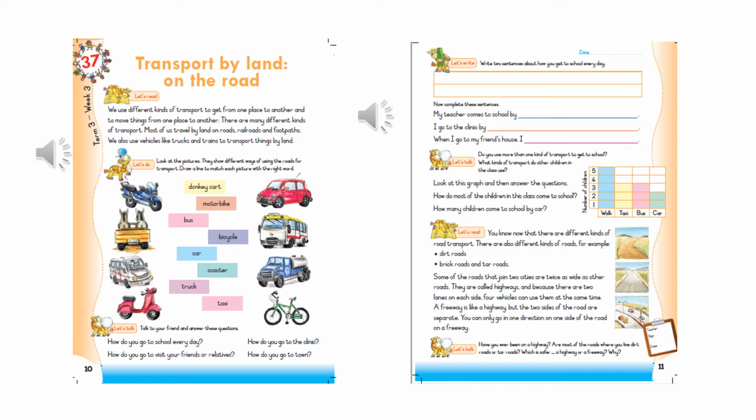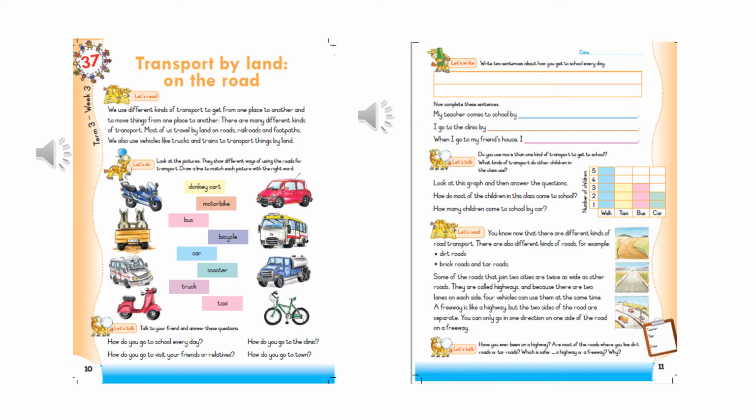We are not going to do the graph, girls, because you are not at school, but let's read a little bit further down. You know now that there are different kinds of road transport. There are also different kinds of roads. For example, dirt roads. So you would see those on the farm or when you go to the Berg, little pathways that the cars have actually made themselves and they travel along. Brick roads and tar roads.